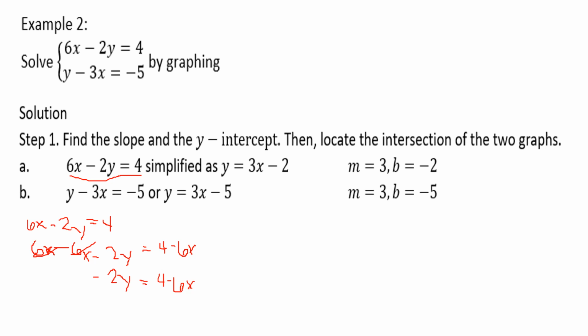So paano ko ni ma-remove si negative 2? Kaya dapat ang mabilin is only the y variable, wala na siya upod niya number. So we divide both sides by negative 2, or we divide each term by negative 2. Okay, so the answer is y equals 4 divided by negative 2, that is negative 2, minus negative 6x divided by negative 2, that is positive 3x. So by rearranging, we have now y equals 3x minus 2.